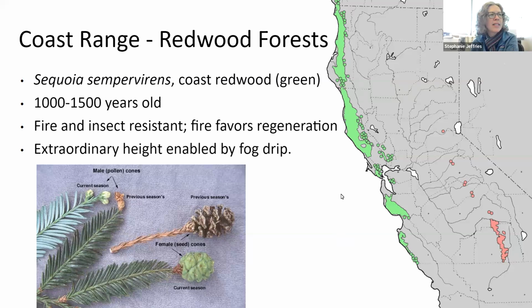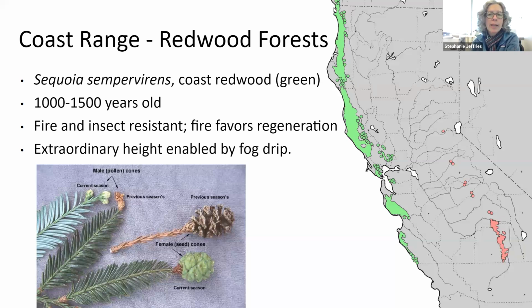And then also this is the range of coast redwood shown here in green. So you can see it extends, right? So this is California here. So it extends from Northern California, this is the Bay Area, up into Southern Oregon.